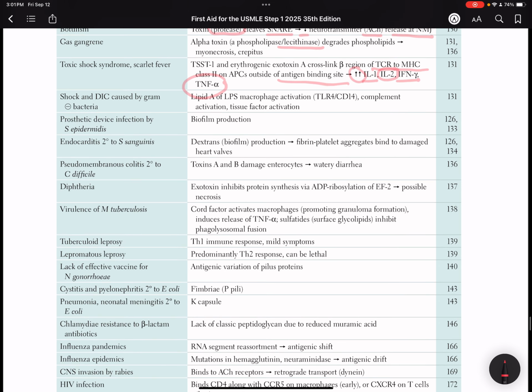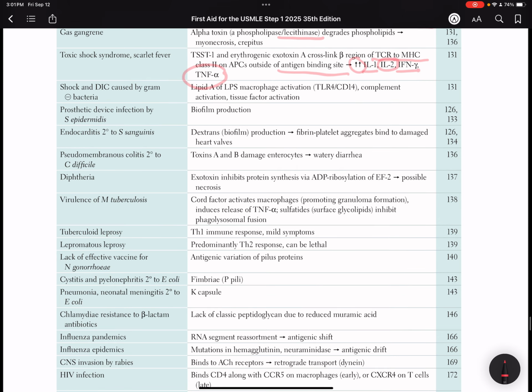What is shock and DIC caused by gram-negative bacteria? Lipid A of LPS causes macrophage activation, which is TLR4-CD14, causing complement activation, tissue factor activation. This is shock and DIC caused by gram-negative bacteria. Because they are gram-negative, they have lipid A and LPS, macrophage activation and complement activation.